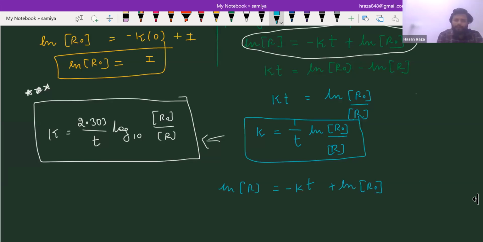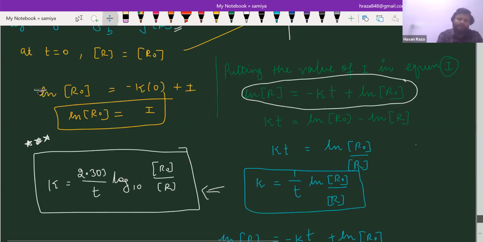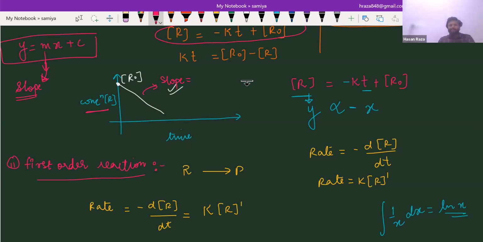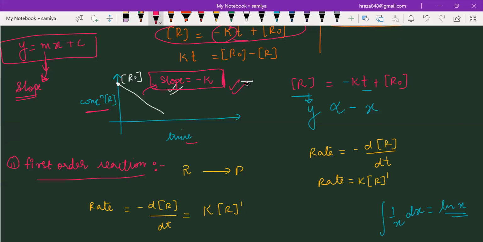Before solving the graph for this, can anyone tell me what is the slope of this graph? What will be the value? You know that y is equal to mx plus c. And what is the slope? This m represents the slope. So you can see t is on the x-axis, so this k is basically the slope, and the slope will be equal to minus k. Is that clear, everyone? Yes, sir.